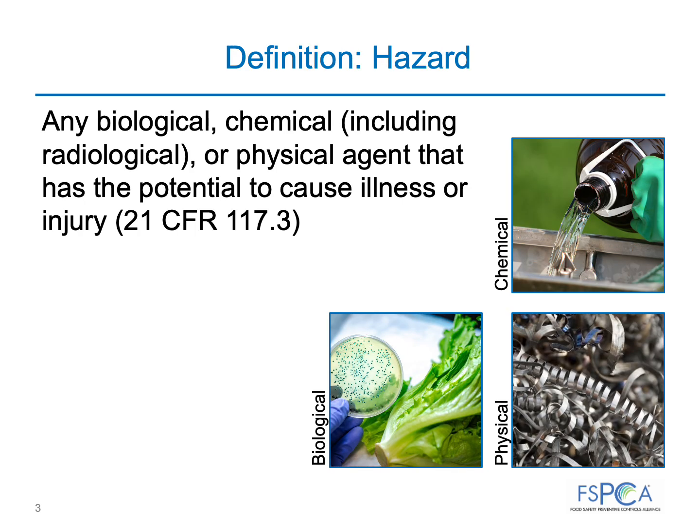The Preventive Controls for Human Food Regulation defines hazard as any biological, chemical, including radiological, or physical agent that has the potential to cause illness or injury. Biological hazards include pathogenic bacteria, viruses, and parasites. Chapter 4: Chemical, Physical, and Economically Motivated Hazards covers chemical, including radiological, and physical hazards mentioned in the definition.